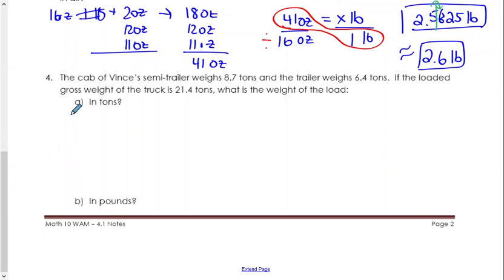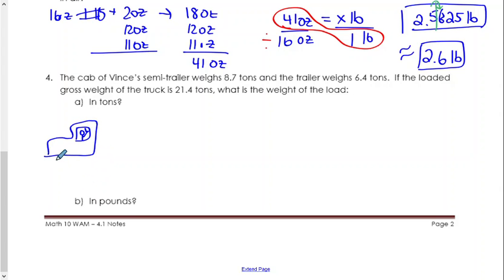Last example on this page, example number 4, we have one left. So the cab of Vince's semi-trailer weighs 8.7 tons and the trailer weighs 6.4 tons. The loaded gross weight of the truck is 21.4 tons. What's the weight of the load? What does that mean? Well, let's break this down a bit. So the cab of Vince's semi-trailer. A cab of a semi is the thing you ride in. So here is the cab. Here is Vince. Oh, look, he's so happy.